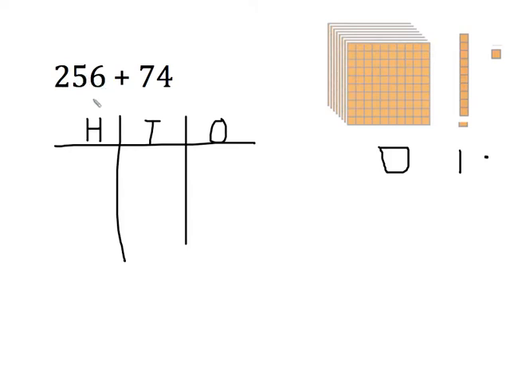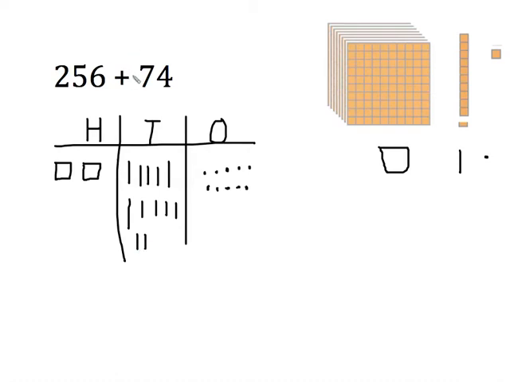Within this number, 256, I see I have 2 hundreds. I have 5 tens, 1, 2, 3, 4, 5, and I have 6 ones, 1, 2, 3, 4, 5, 6. Now to that, I want to add the number 74. In the number 74, I have 4 ones, 1, 2, 3, 4. I have 7 tens, 1, 2, 3, 4, 5, 6, 7, and I have no hundreds.